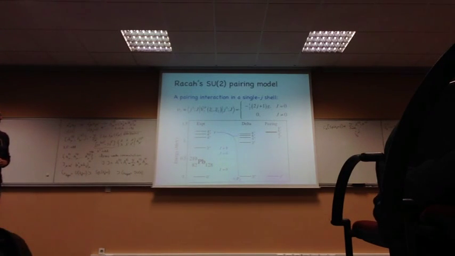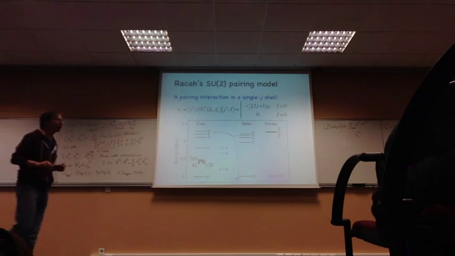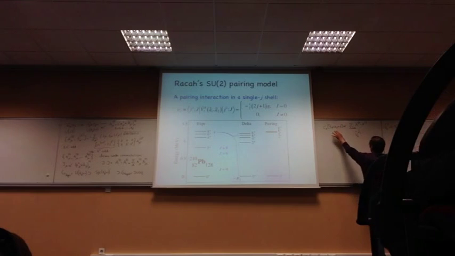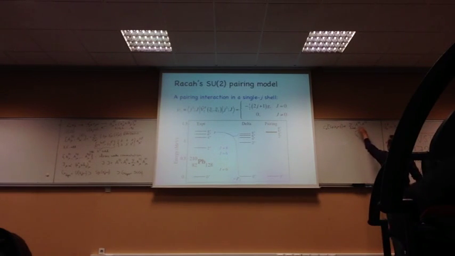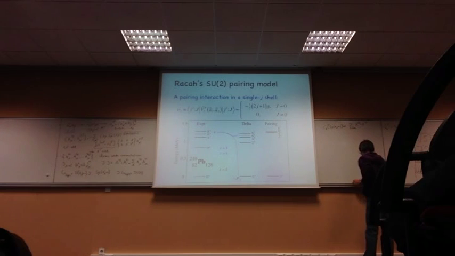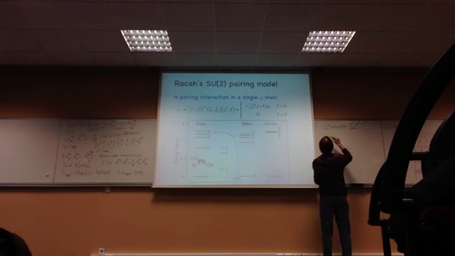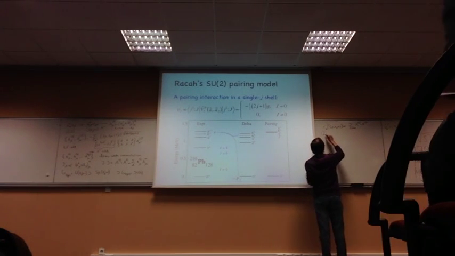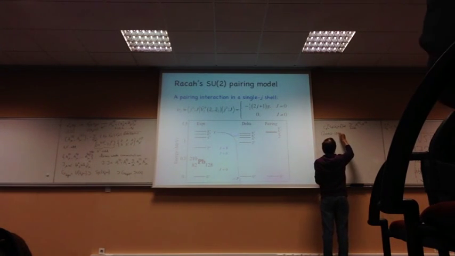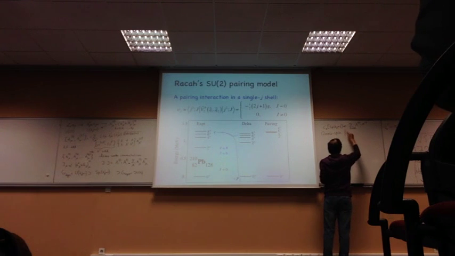I will say a little bit about the history of pairing in a moment. So I sketched here the way to do it: the Casimir expression in terms of the generators, and then trying to connect it to the pairing. Fine. You can do it in a better way. This is called the quasi-spin formalism.